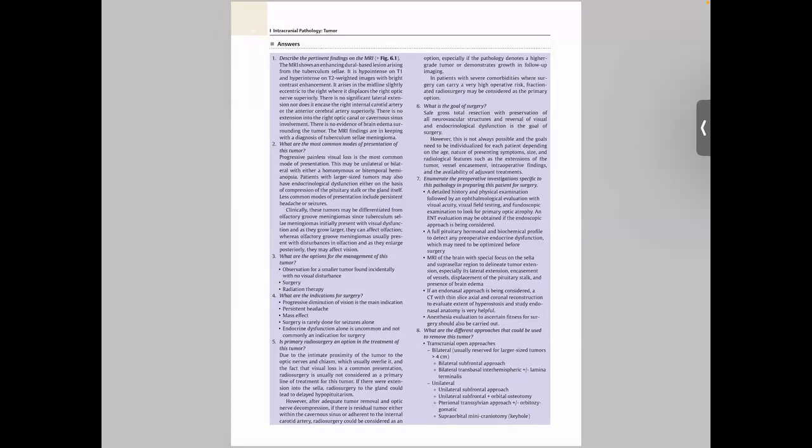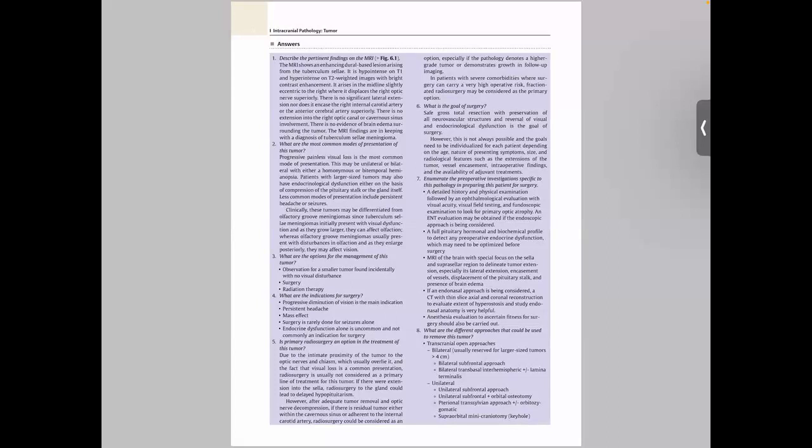Patients with larger sized tumors may also have endocrine dysfunction, either on the basis of compression of the pituitary stalk, in which case they may have panhypopituitarism, or of the gland itself, and they may have a pituitary dysfunction based on the cells that have been compressed. That is the most common presentation, progressive visual loss. The less common modes of presentation would be persistent headaches due to dural traction or seizures.